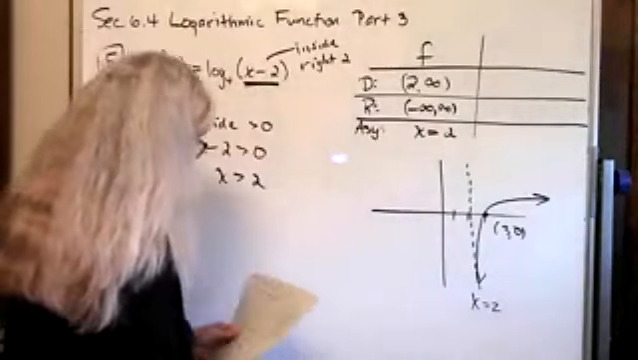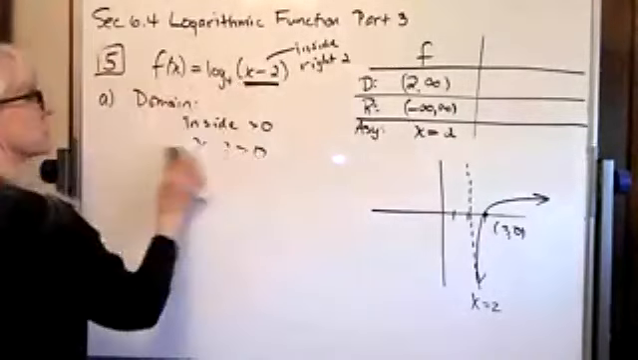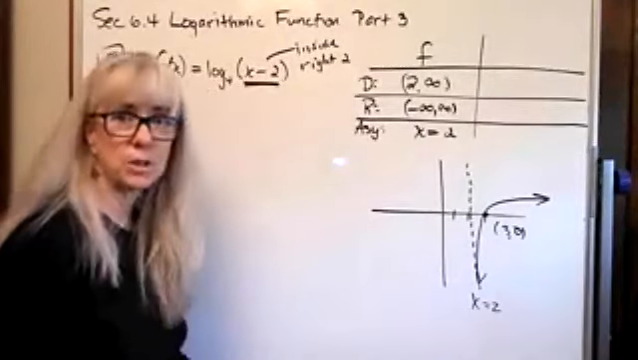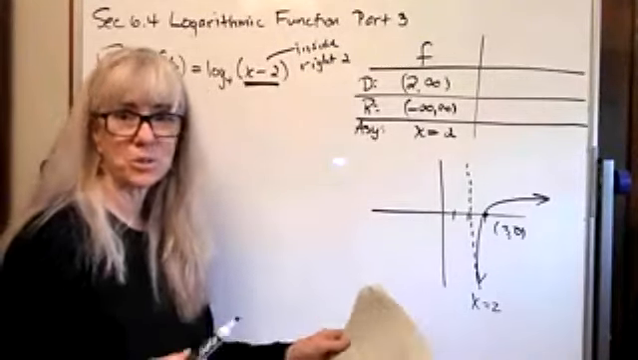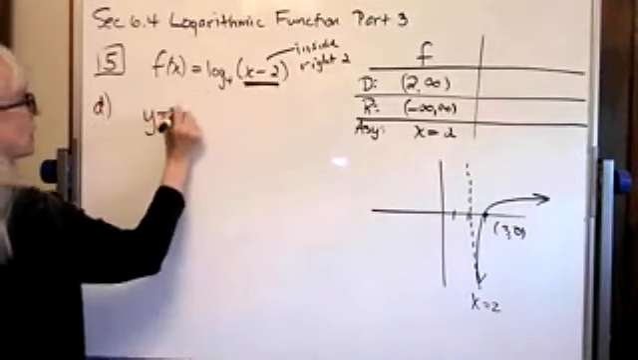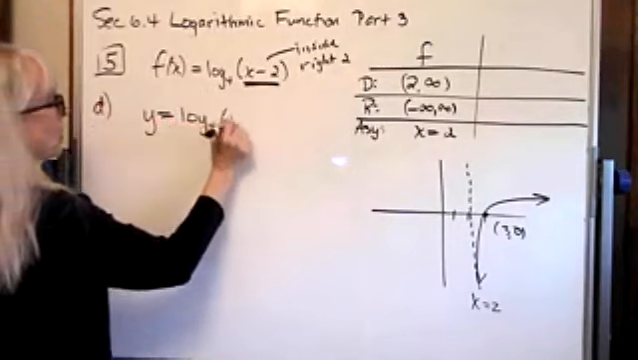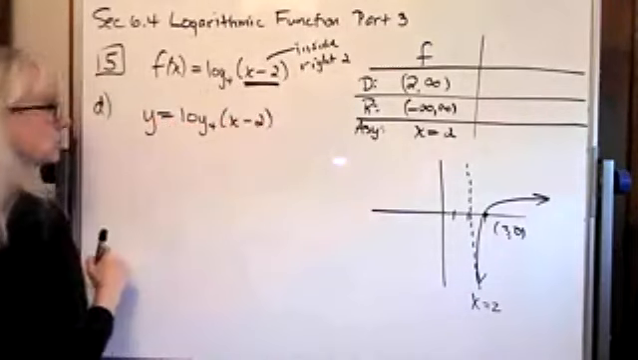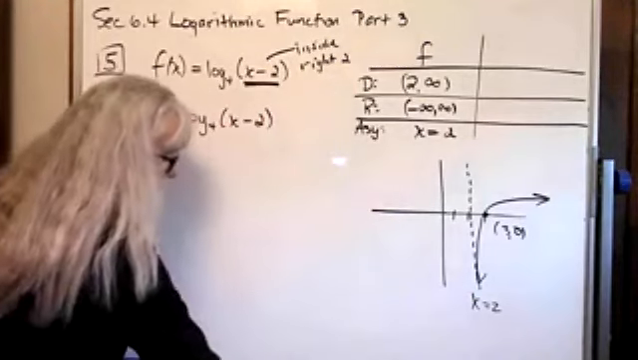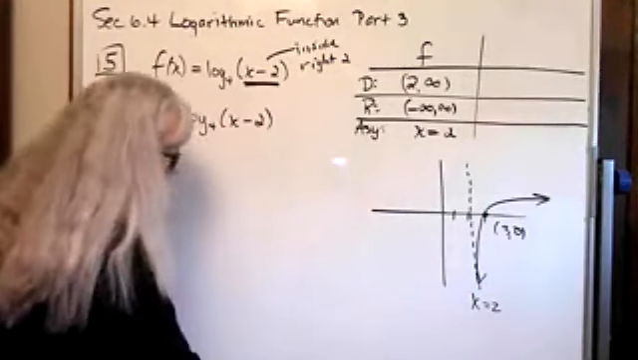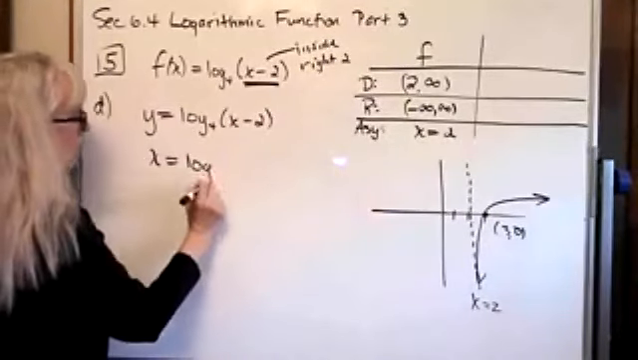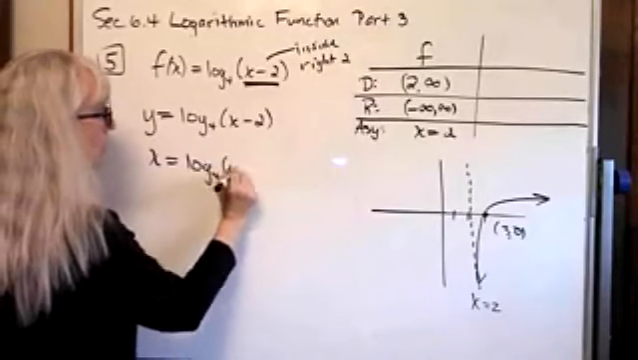So I'm up to part D, which says find the inverse function. So we know that the answer should be an exponential because logs and exponentials are inverses of each other. So we're going to do y equals log base 4 of (x minus 2). Before we switch forms, we have to switch our x's and our y's. So very important the order we do things in. So x is equal to log base 4 of (y minus 2).